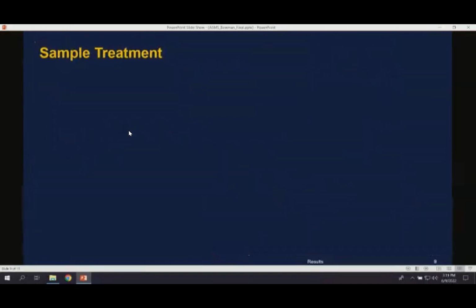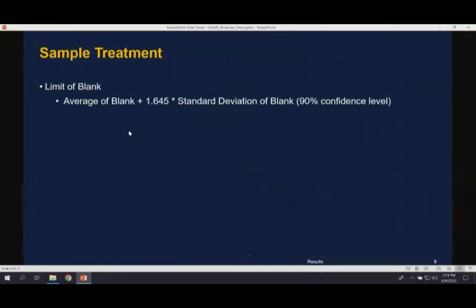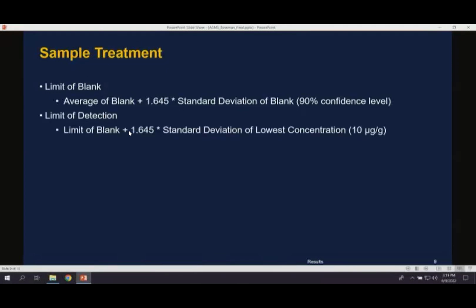And for sample treatment, once we had acquired a number of pixels, we wanted to look at this. And since what we're interested in is the limit of quantitation or the limit of detection, I figured I'd give you an overview of what I did to treat the data to figure out what those limits were. So the limit of the blank is determined as the average signal intensity for that masked channel plus 1.645 times the standard deviation of the blank, and that's commonly accepted as the 90% confidence interval. Once you had the limit of the blank, you add the standard deviation of the lowest concentration, so that for us was 10 micrograms per gram, and you do that same 90% confidence interval.